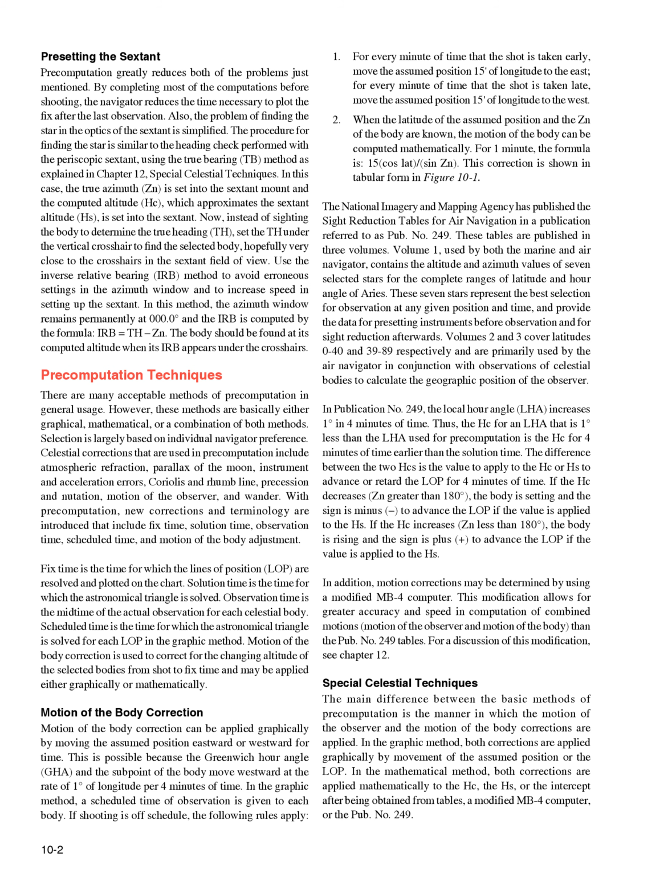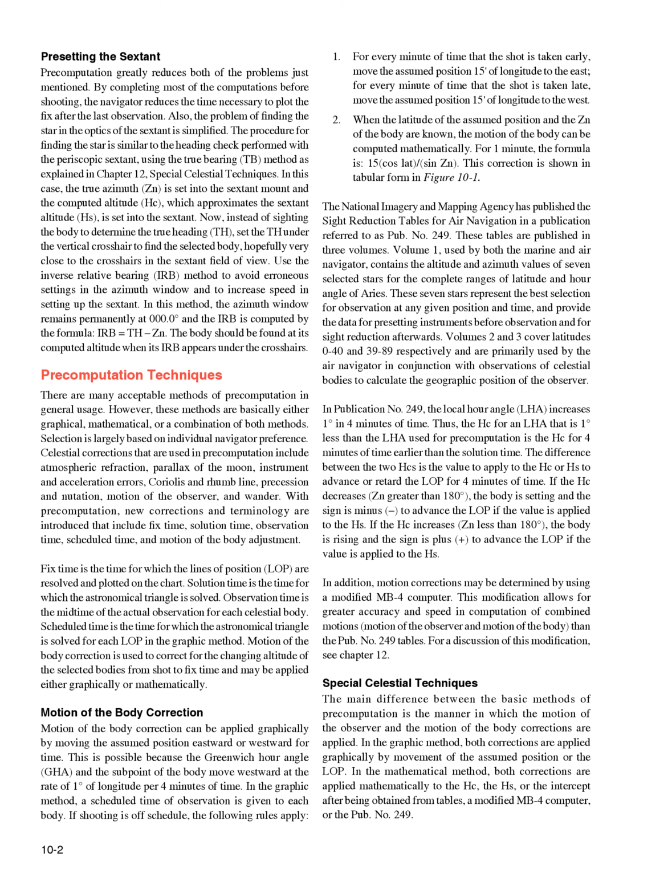The procedure for finding the star is similar to the heading check performed with the periscopic sextant, using the true bearing (TB) method as explained in Chapter 12, Special Celestial Techniques. In this case, the true azimuth (ZN) is set into the sextant mount and the computed altitude (HC), which approximates the sextant altitude (Hs), is set into the sextant. Now, instead of sighting the body to determine the true heading, TH, set the TH under the vertical crosshair to find the selected body, hopefully very close to the crosshairs in the sextant field of view.